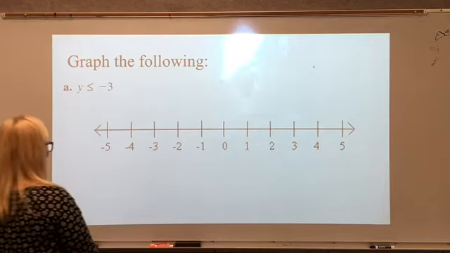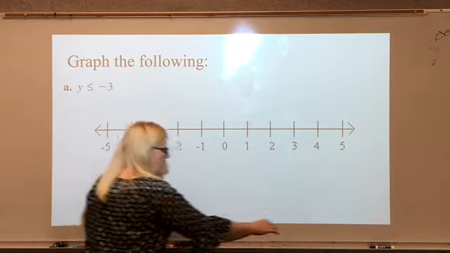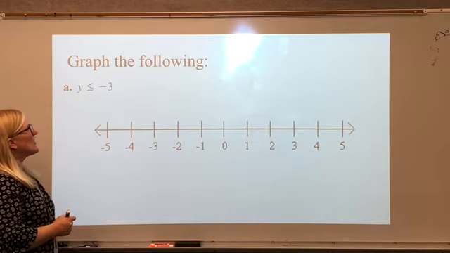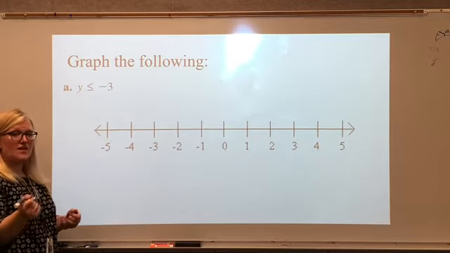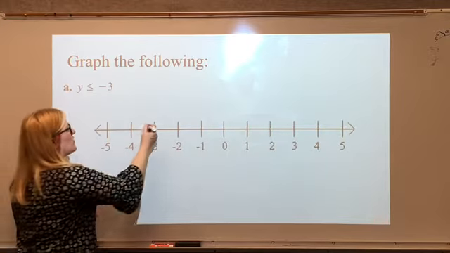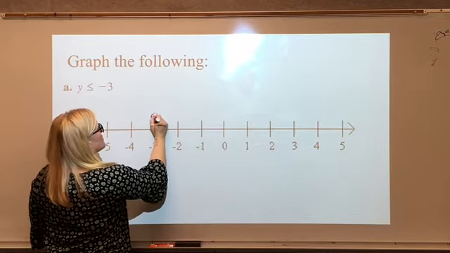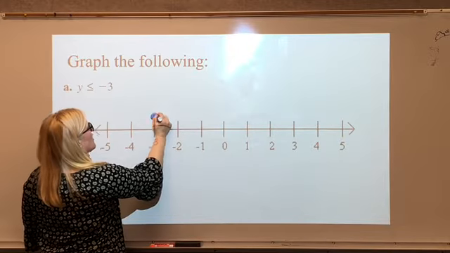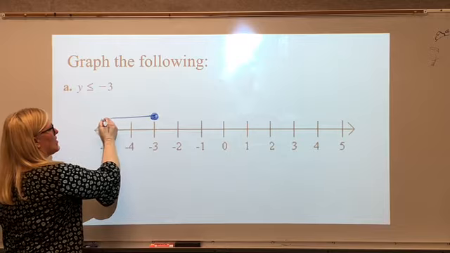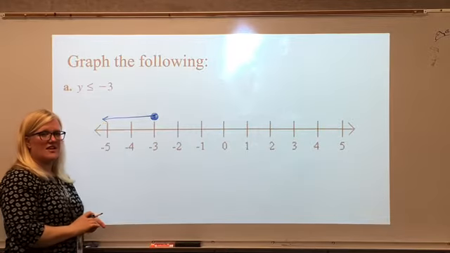So graph the following. Here we have y is less than or equal to -3. So -3 is our starting point, and it's less than or equal to, so I know that I need to fill it in. Okay, so it's a filled in circle, and it's less than. So it's all these numbers that are less than -3.